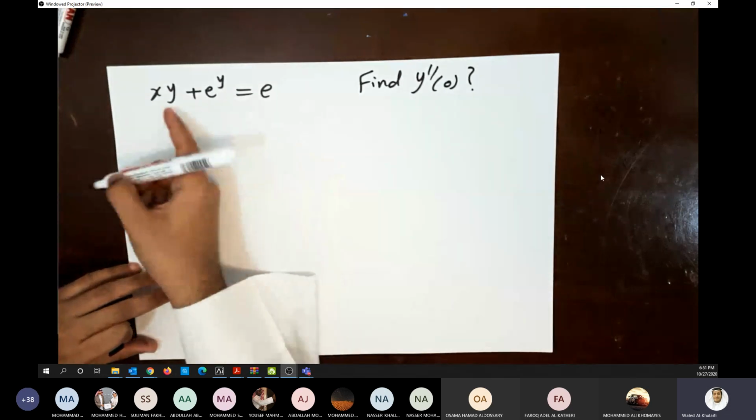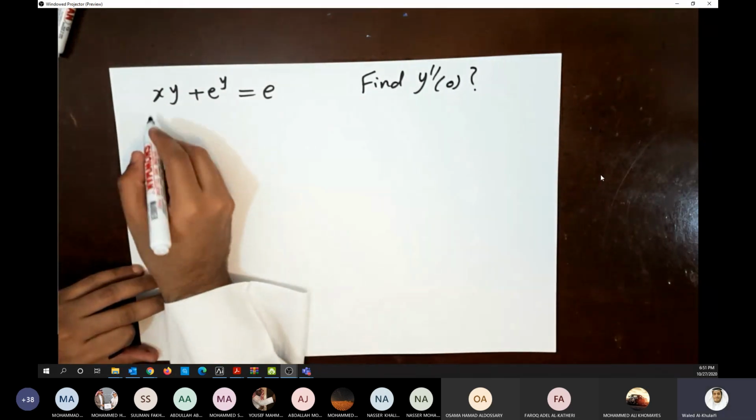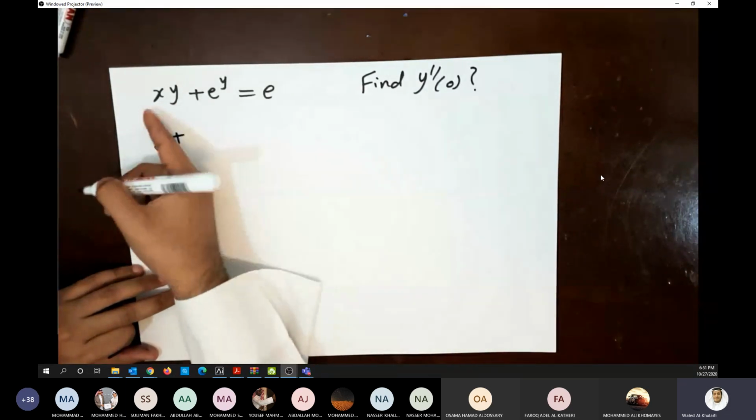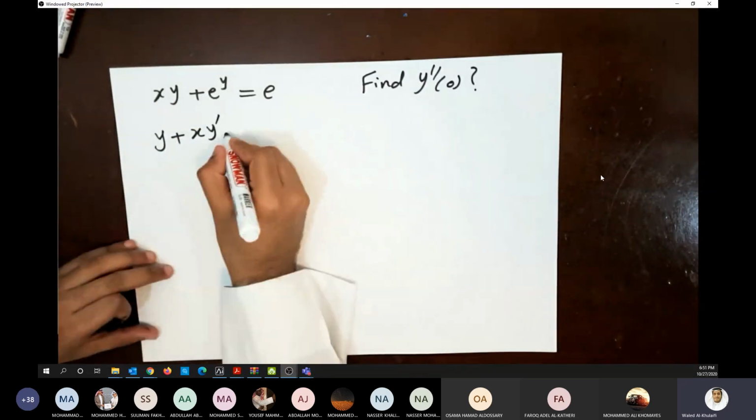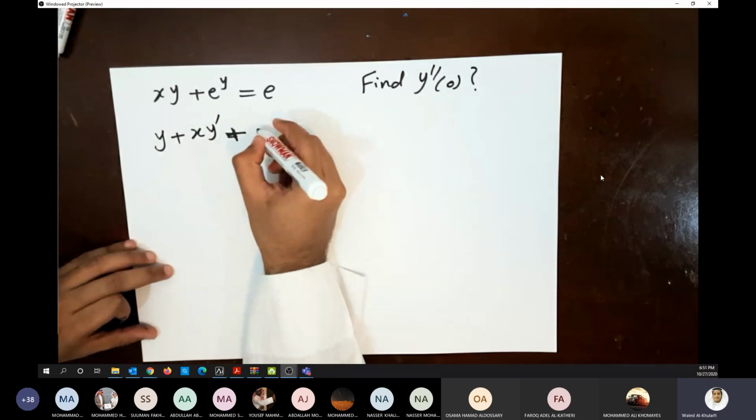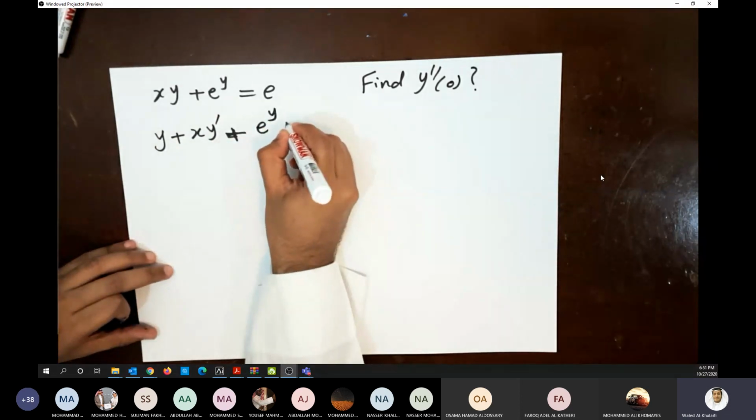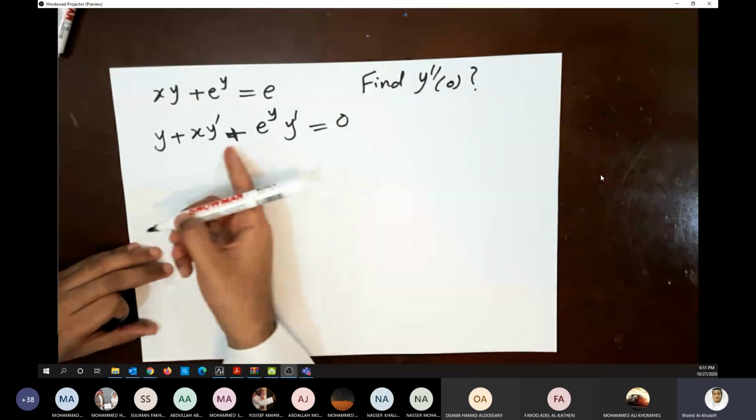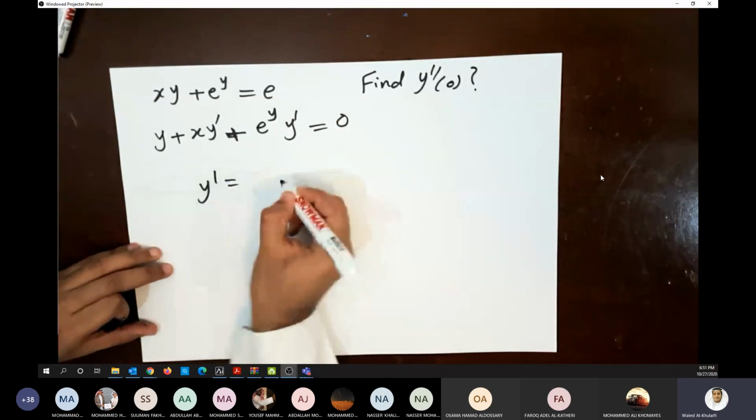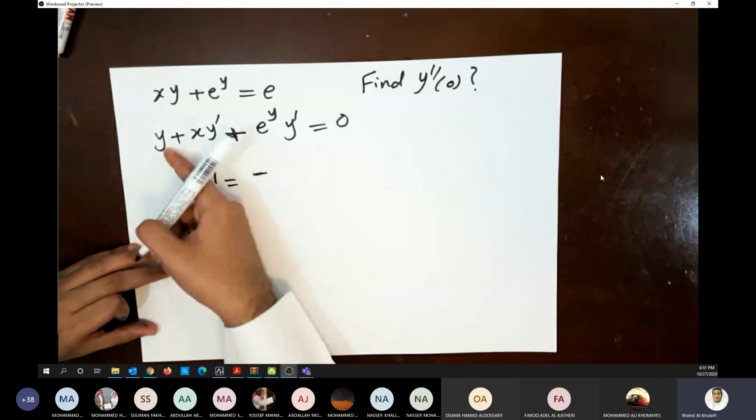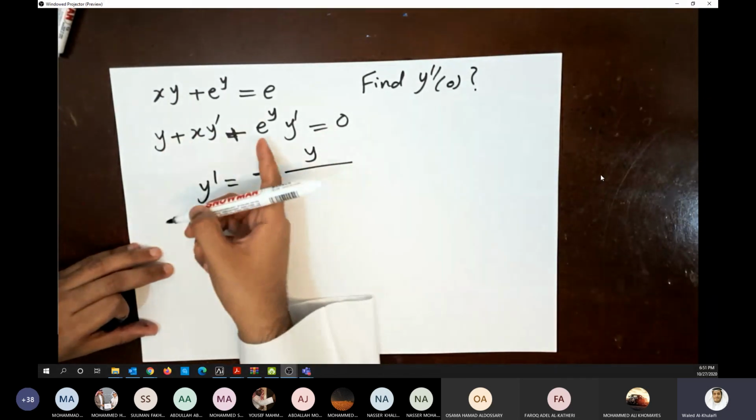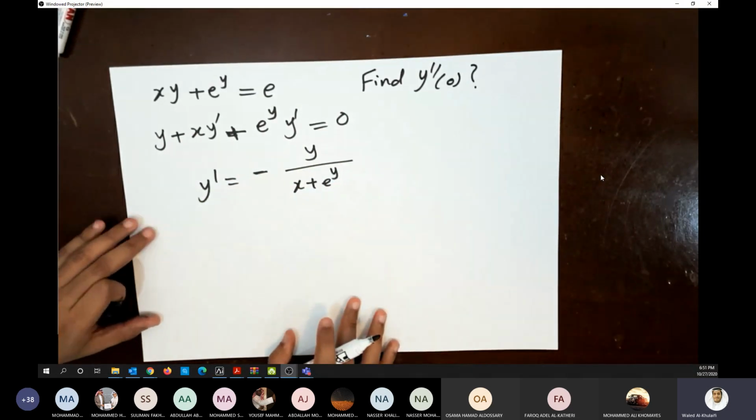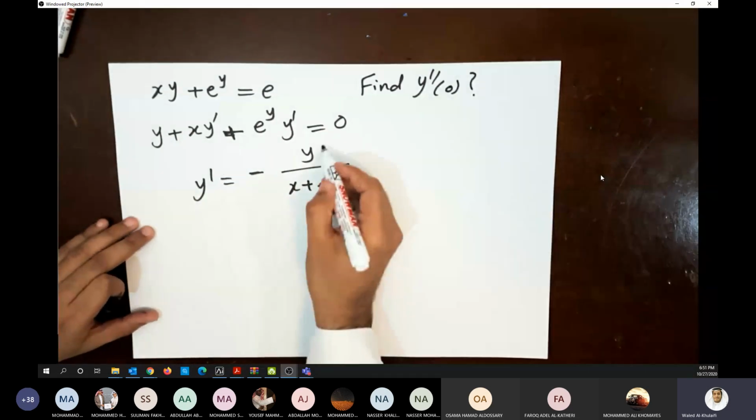Let's differentiate, guys. What is the derivative? The derivative of the first, which is 1, times the second, plus the first times the derivative of the second, plus e to the y times y prime equals 0, right? So what is y prime, guys? y prime is equal to minus, because you will move it here, minus y divided by x plus e to the y. Okay, this is y prime.